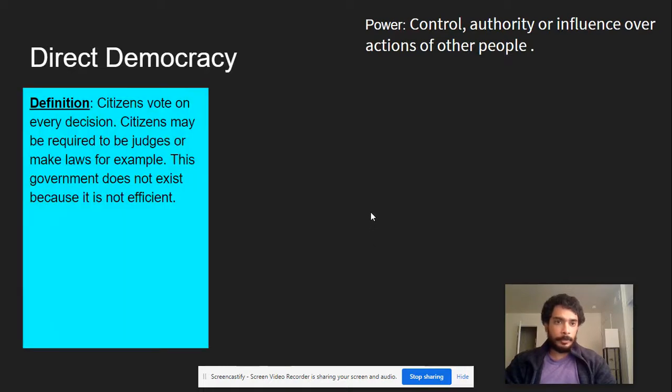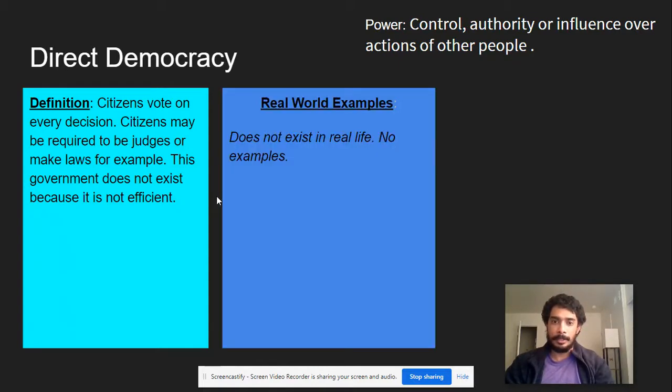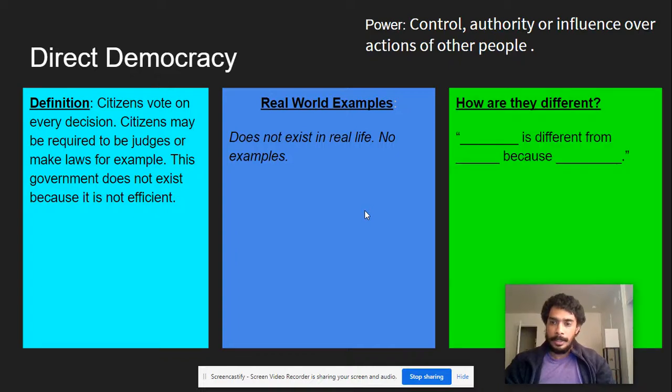And the last form of government is direct democracy. Citizens vote on every decision. Citizens may be required to be judges or make laws, for example. This government does not exist because it is not efficient. It is impossible to have a direct democracy. It does not exist in real life. There are no examples in the real world. How are direct democracy, democracy, and representative democracy different? Use the sentence starter here.